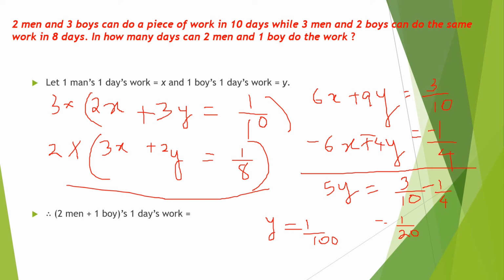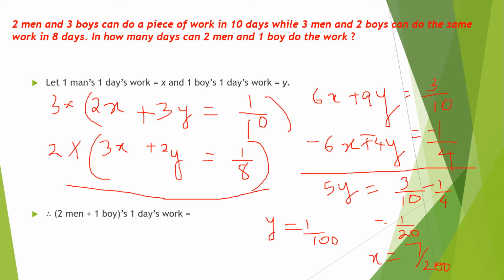Substituting this value in here, you get the value of x, which will be equal to 7 by 200. So we can directly substitute the value of x in this equation. You will get x is equal to 7 by 200. Try doing it and you can get 7 by 200.